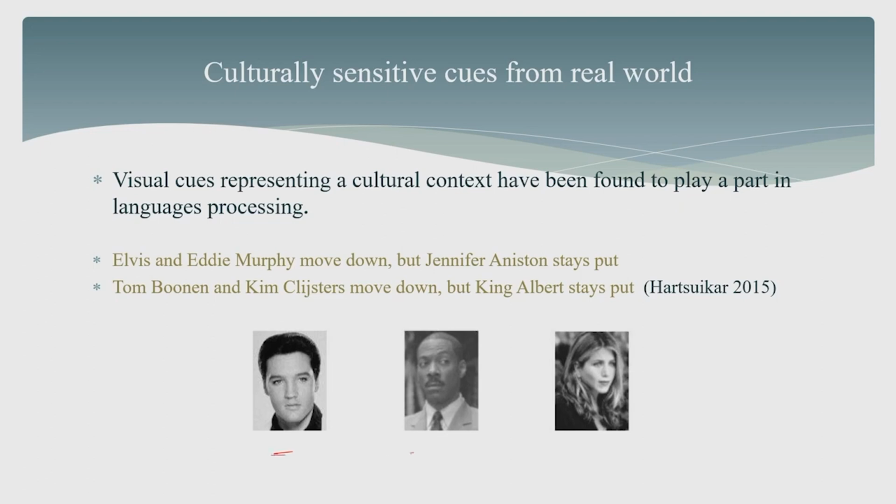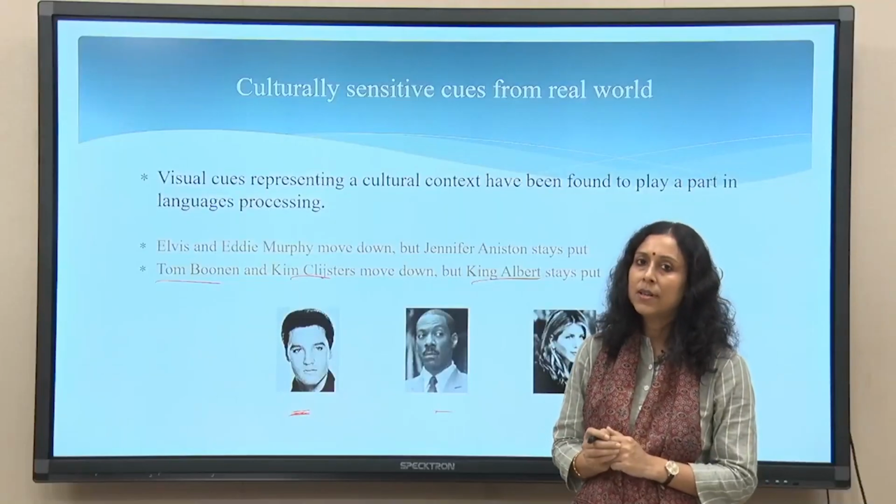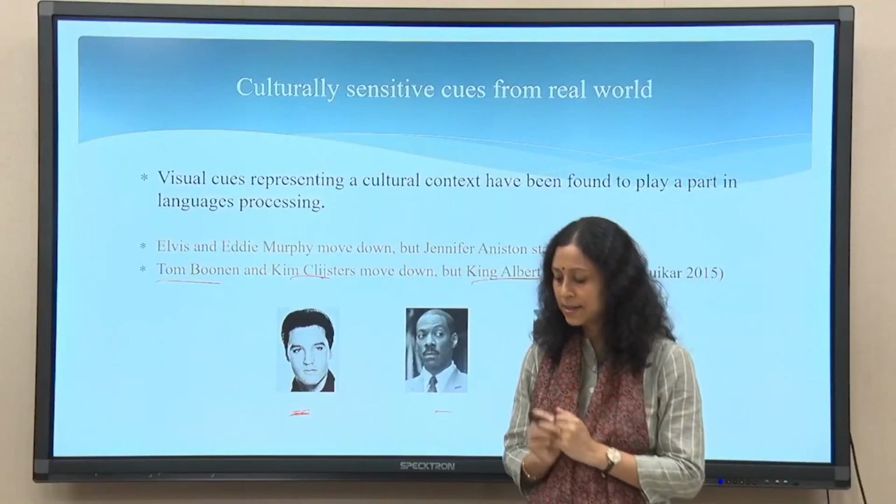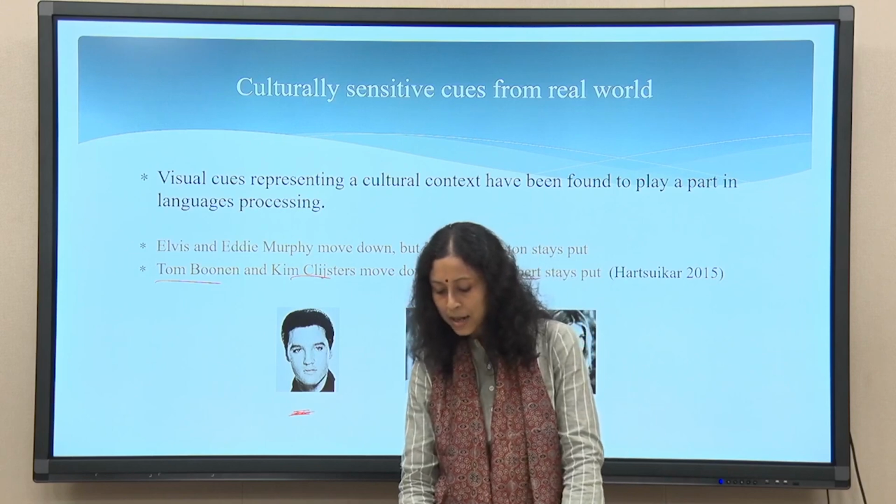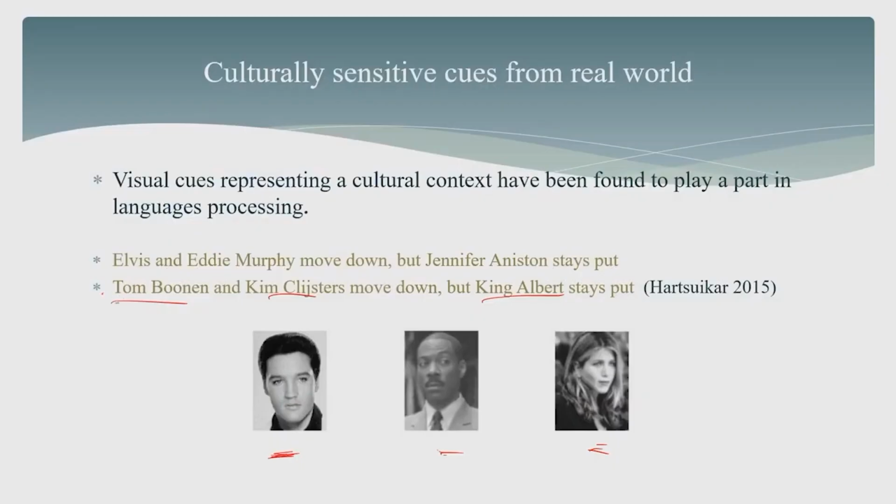In one case there were three American personalities, film stars. Personalities, let us call them. Elvis Presley, Eddie Murphy, Jennifer Aniston, and then they also had some Dutch personalities: Tom Boonen, Kim Clijsters, and King Albert, and so on. They had many displays like this. The manipulation here was that all these people are Americans, and Tom Boonen, Kim Clijsters, and King Albert are Dutch.